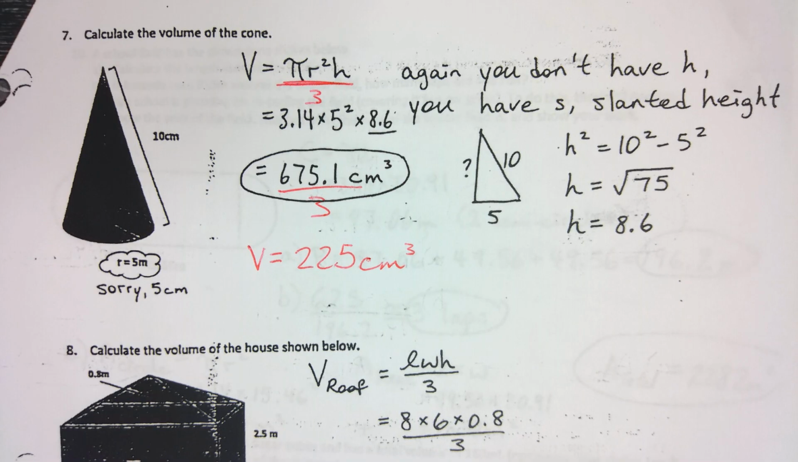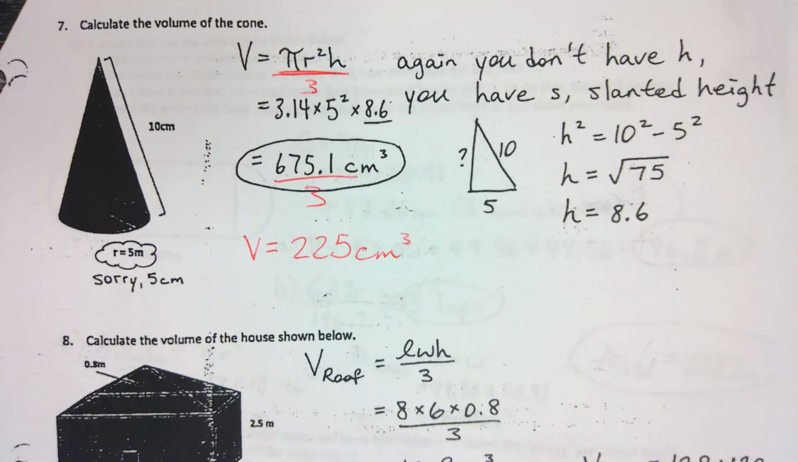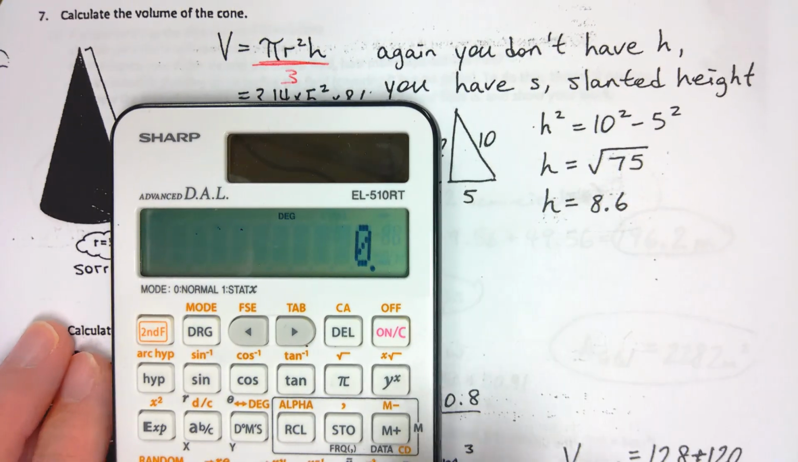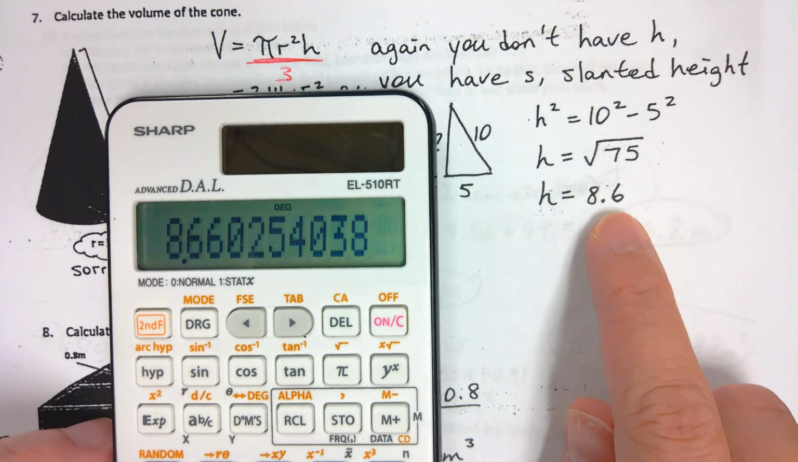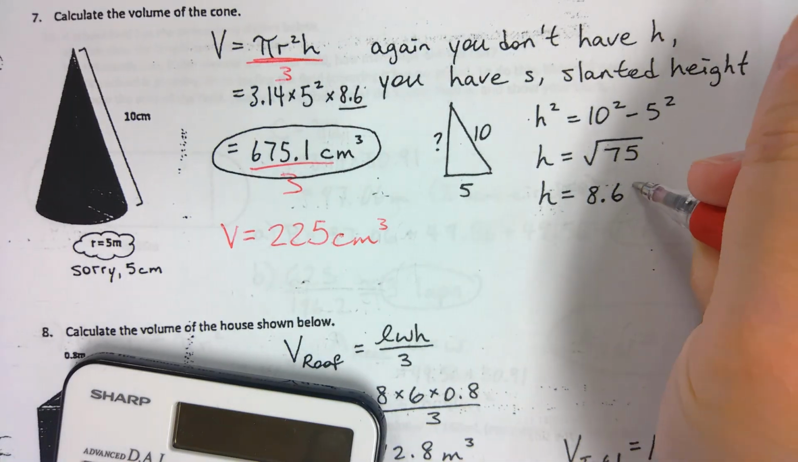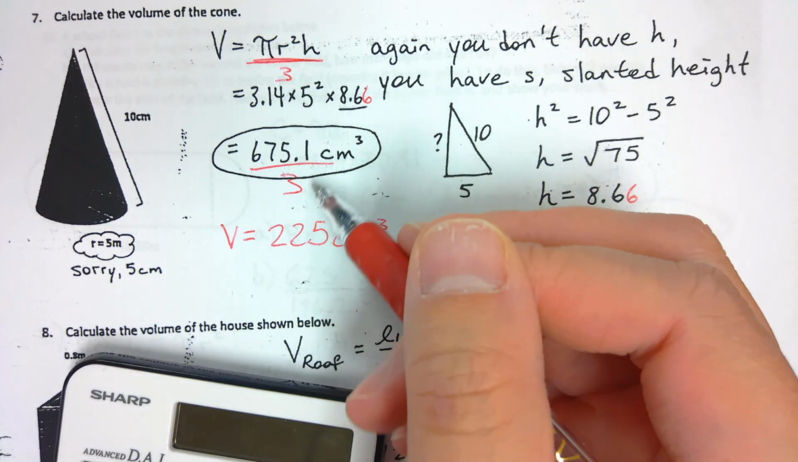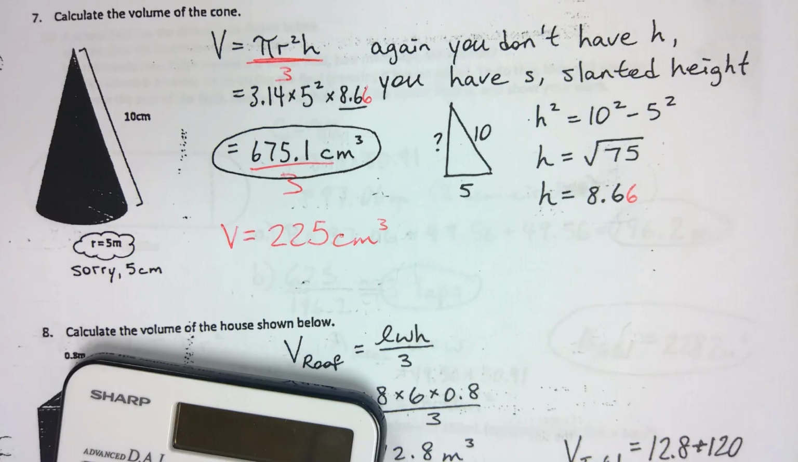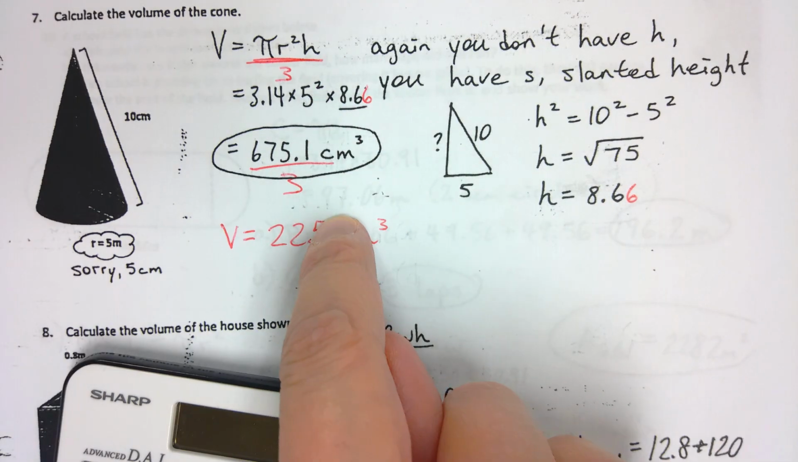I rounded incorrectly. Uh-oh. Where? 8.6. Did I? 8.66. I must have done it without a calculator. Square root 75. Yeah, you're right. Well, technically, I should not have rounded at all. So I should have used 8.66 here, and then rounded only at the end. Because it does make a difference. If I rounded to 9, I'm going to get a rounding error in my final answer.